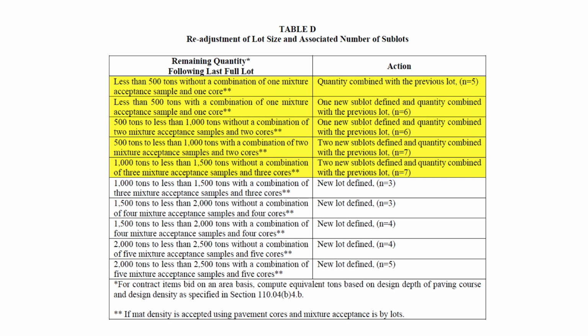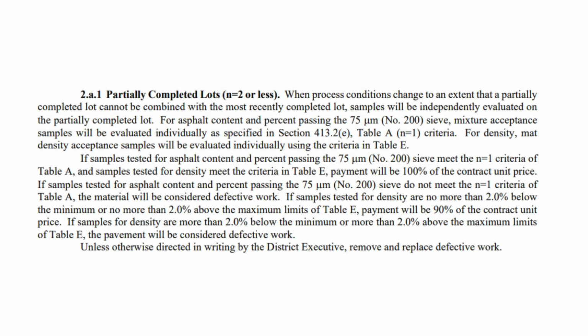As previously mentioned, a typical lot size is 5 sublots. However, if a final lot has 2 sublots or fewer, it will be combined with the previous lot. This will result in one lot potentially having up to 7 sublots. If a final lot has 3 to 5 sublots, it will be a new standalone lot. While lot sizes will typically be between 3 to 7 sublots, partially completed lots of 1 to 2 sublots can be independently evaluated when conditions occur where they cannot be combined with the most recently completed lot.